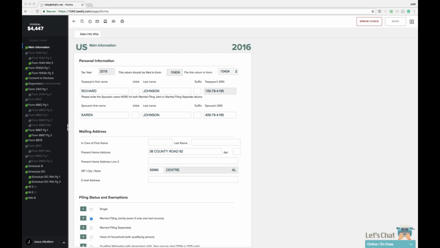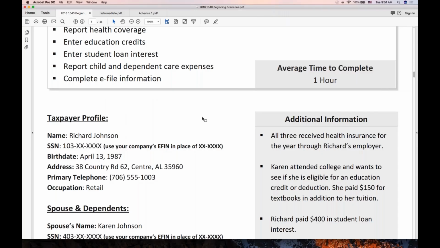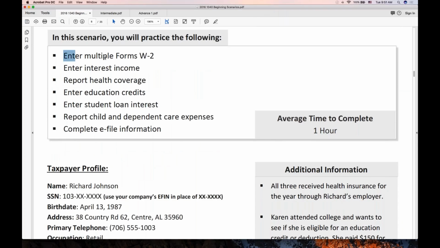I'm going to say this one more time. We don't care what this amount is. This is not the point of the exercise, right? The point of the exercise is to see if you follow the process correctly, right? And it says here that Mr. Johnson has multiple W-2s. It says here that he has interest income. He also has healthcare coverage, education credits, student loan interest, and he also wants to report dependent care expenses.